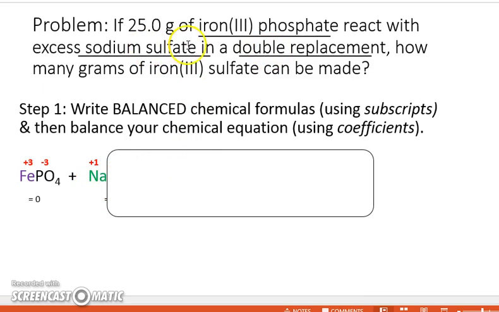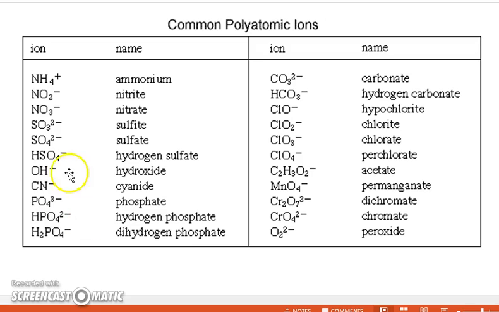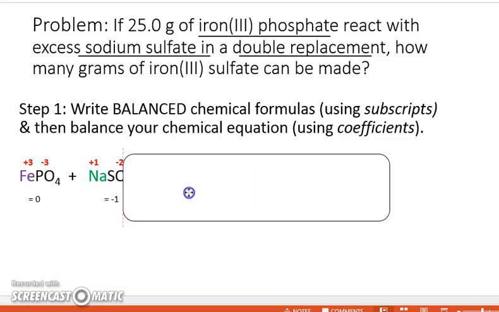And sulfate right here is going to be the anion with a negative charge. And if you go to our polyatomic ions list, sulfate is right here, SO4 with a -2 charge. So Na and then SO4 with a -2 charge. So there's our reactants. We have iron 3 phosphate reacting with sodium sulfate.